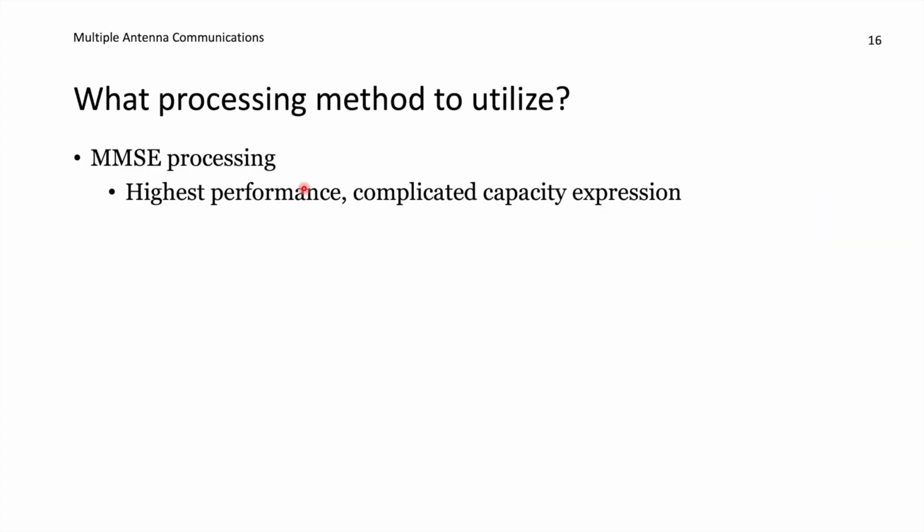In this lecture, we have talked about 3 different processing methods, and which one should we utilize? Well, let's compare the 3 different options. We have MMSE processing, which provides us with the highest performance, but it has a rather complicated capacity expression that we have talked about in the previous lecture. It contains an expectation in front of a logarithm, and that is an expectation with respect to the small scale fading. So it takes more effort to compute it.